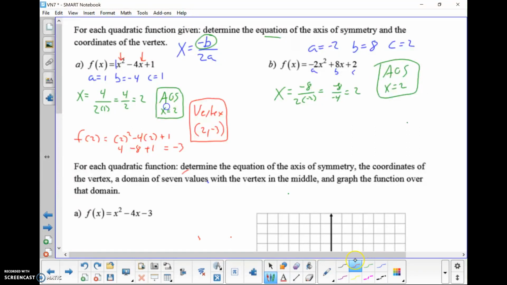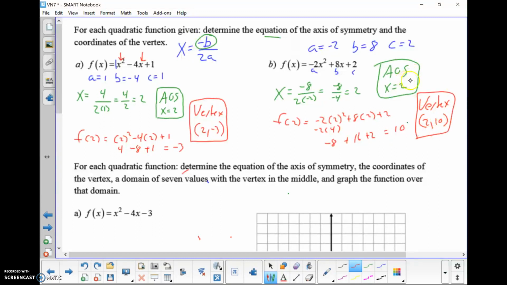And then this time when I plug it in for f of 2, negative 2 times 2 squared plus 8 times 2 plus 2. It's negative 2 times 4. That ends up being negative 8 plus 16 plus 2. So I'm going to get a different vertex here. Negative 8 and 16 is 8, plus 2 is 10. So our vertex for this one is (2, 10). And again, the axis of symmetry is the x value of the vertex.